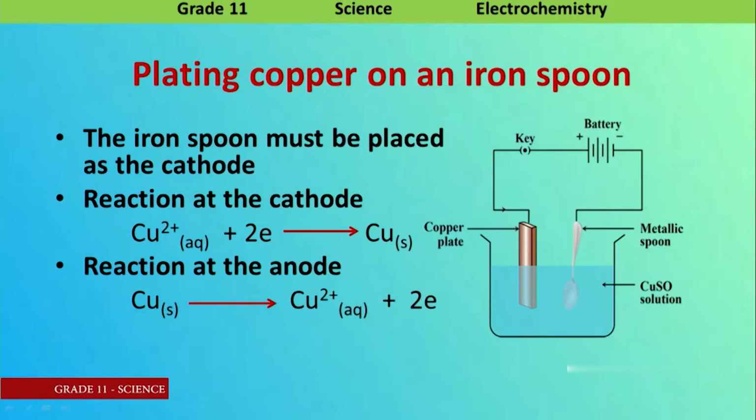When the anode releases copper ions, those copper ions move towards the cathode, receive electrons and turn into the metallic state and get plated. Then this can be done continuously. After plating the iron spoon, you can replace it with another new one and plate it also. This can be done continuously by sending electric current.